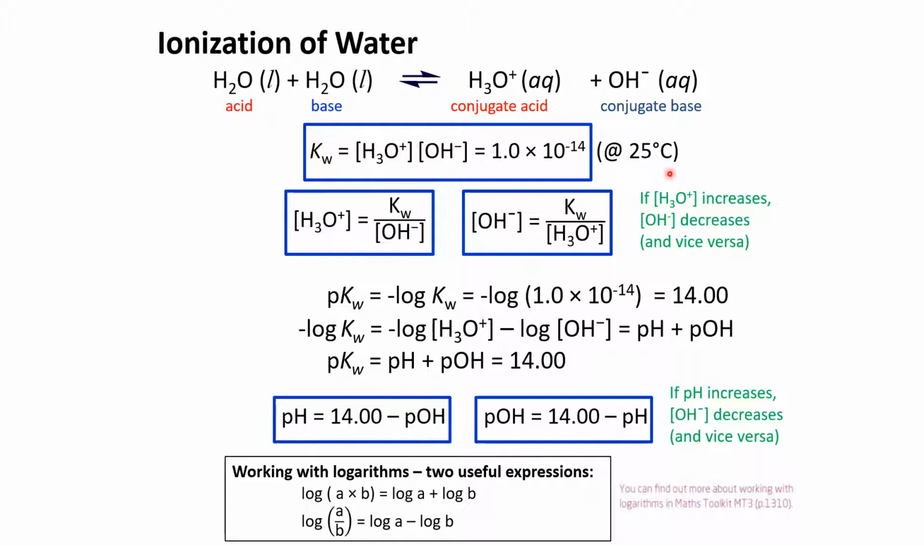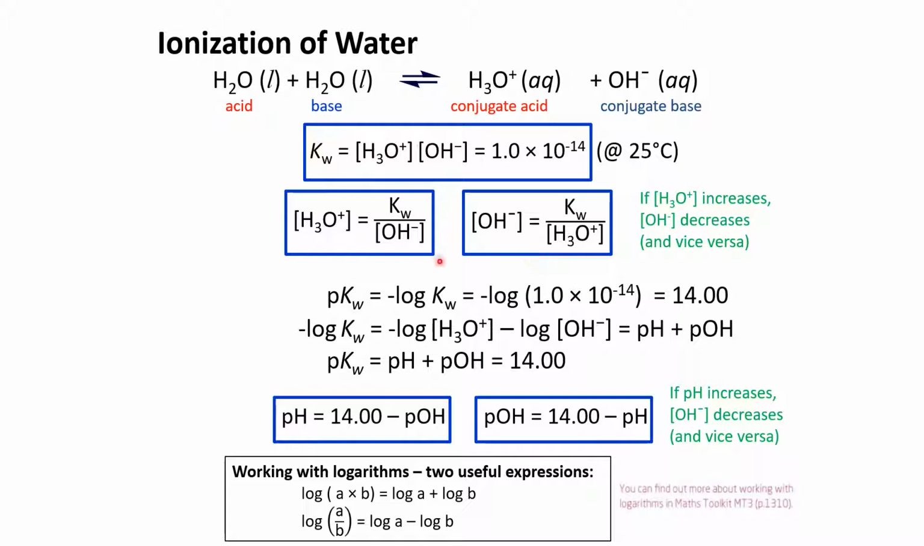This part is actually quite important because equilibrium constants are constant with respect to concentration. However, they can change with temperature. Getting back to this expression, we can rewrite it in terms of H3O+. Dividing both sides by the concentration of OH- gives us H3O+ equals Kw divided by OH-. Similarly, we can write the expression in terms of OH-. We divide both sides by the concentration of H3O+, and we get the concentration of OH- equals Kw divided by the concentration of H3O+.